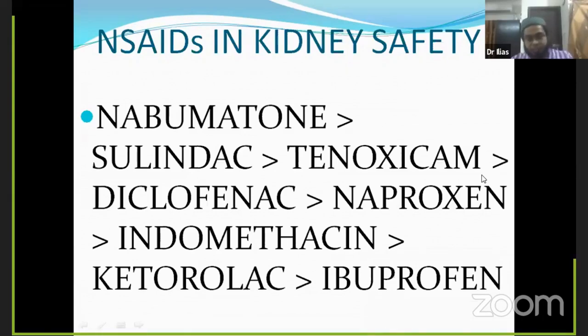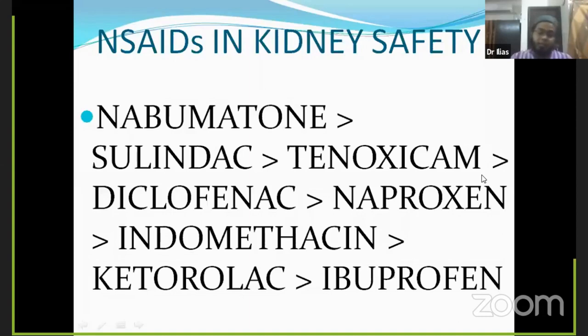But after stage 3, that is stage 4 and stage 5 kidney disease, actually we should also avoid nabumetone and sulindac. Okay. And next comes tenoxicam in terms of kidney safety. And next comes diclofenac. And next comes naproxen, indomethacin, ketorolac, and ibuprofen. So the most harmful drug for the kidney is ibuprofen, mind it.